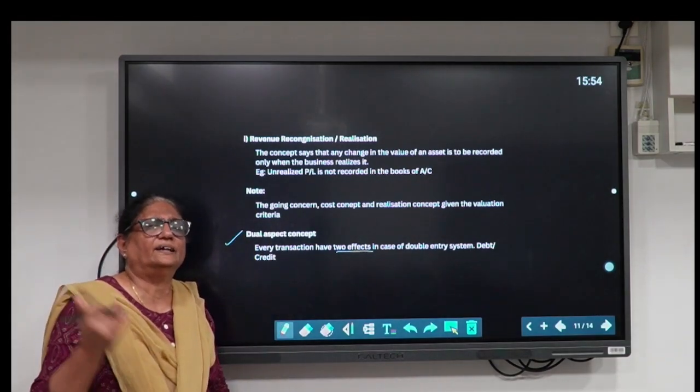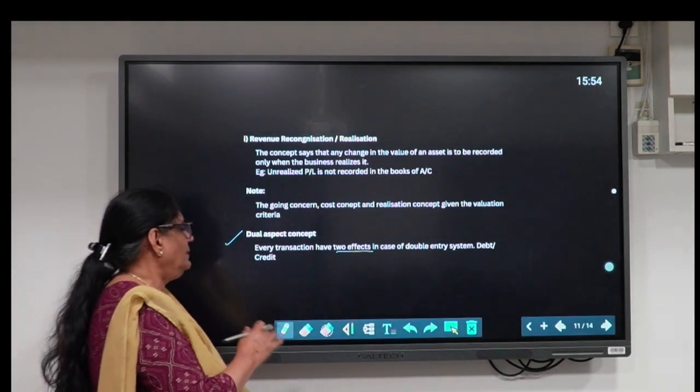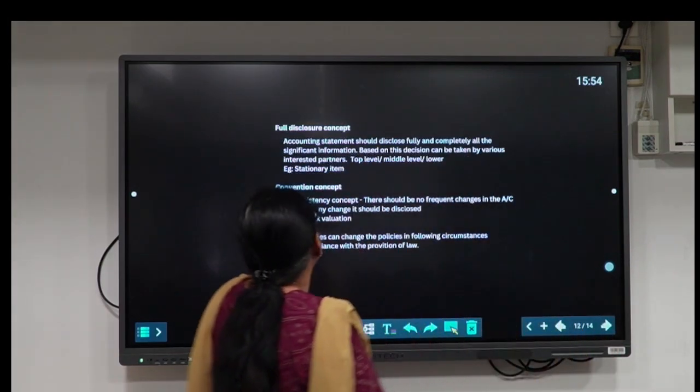I will teach you this when I take up the types of accounts. Okay, this is your debit and credit. Two aspects have to be taken into consideration.